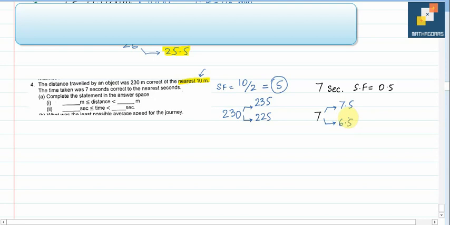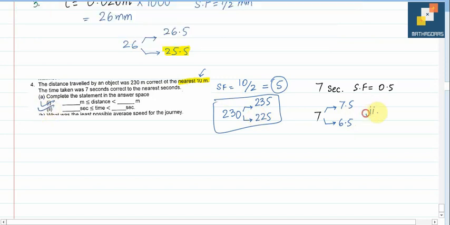Complete the statement in the answer space. For the first part you have the answer here. The upper bound of the distance is 235 and the lowest is 225. For time we have 7.5 and 6.5, so you have got the answer of your second part here.